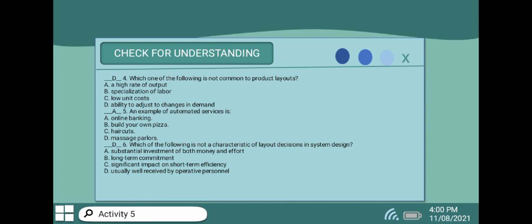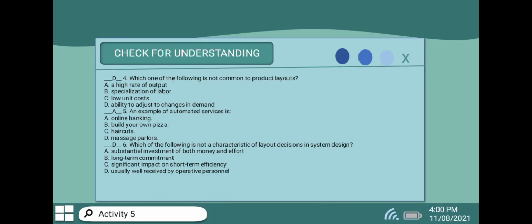Question number 6. Which of the following is not a characteristic of layout decisions in system design? A. Substantial investment of both money and effort, B. Long-term commitment, C. Significant impact on short-term efficiency, D. Usually well received by operative personnel. The correct answer is D. Usually well received by operative personnel.